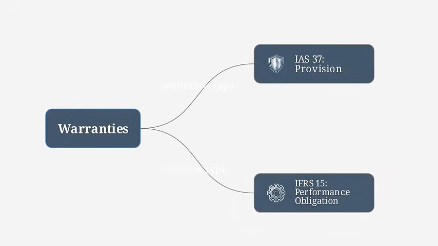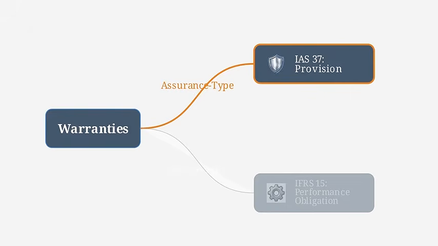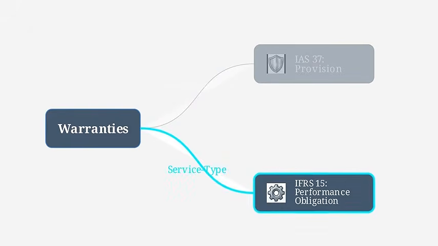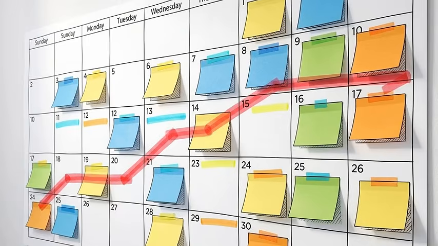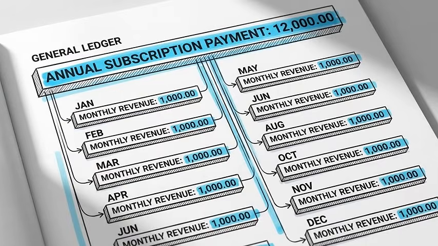Assurance warranties are handled strictly as liability provisions under IAS 37. Service warranties, however, provide a distinct benefit and must be unbundled, routing back into the IFRS 15 algorithm as separate performance obligations. Strictly categorizing secondary promises and acquisition costs forces these components onto a defined recognition schedule, limiting the ability to front-load or defer income without specific technical justification.